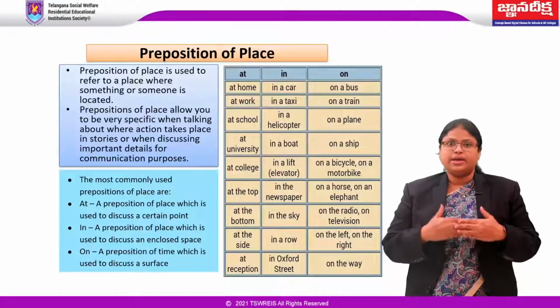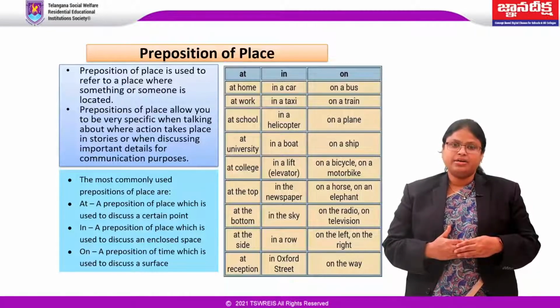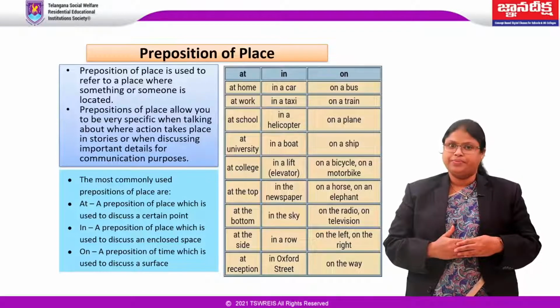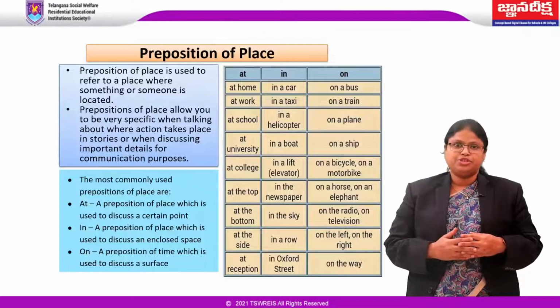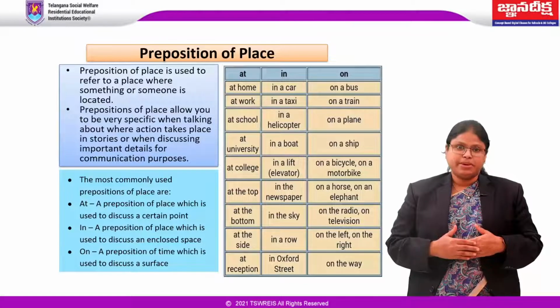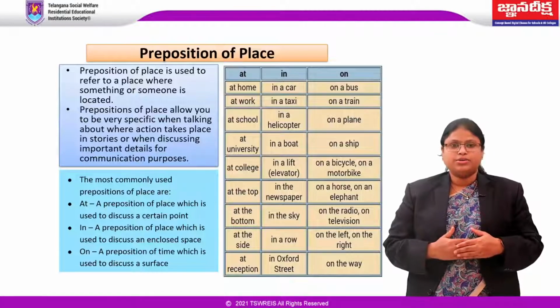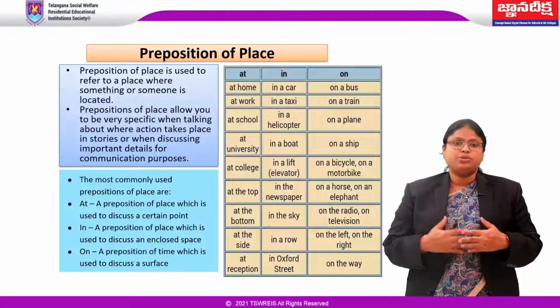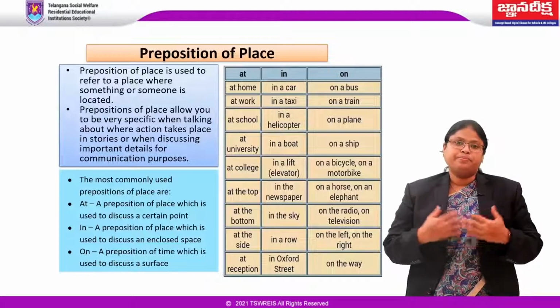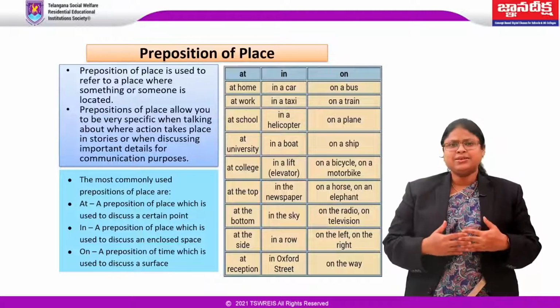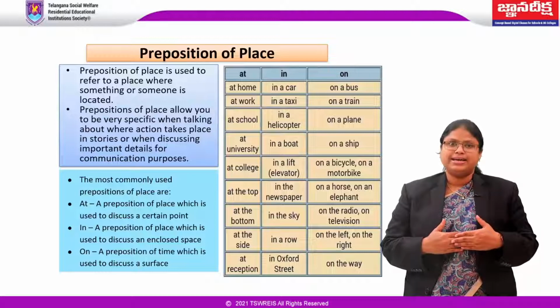The more commonly used prepositions of place are at, in, on. At is a preposition of place which is used to discuss a certain point. In is a preposition of place which is used to discuss an enclosed space. And on is also a preposition of place which will tell us where the thing is. Let us look at the examples of prepositions of place.